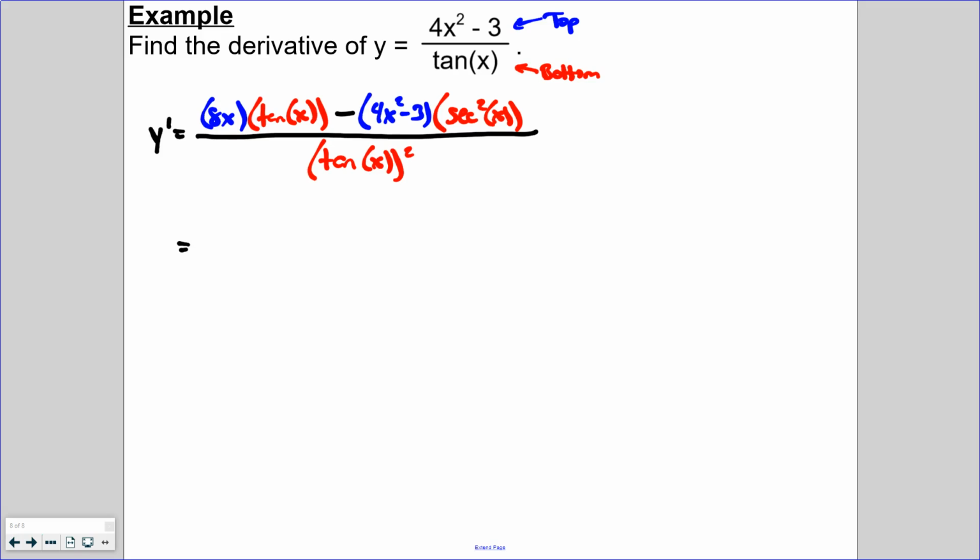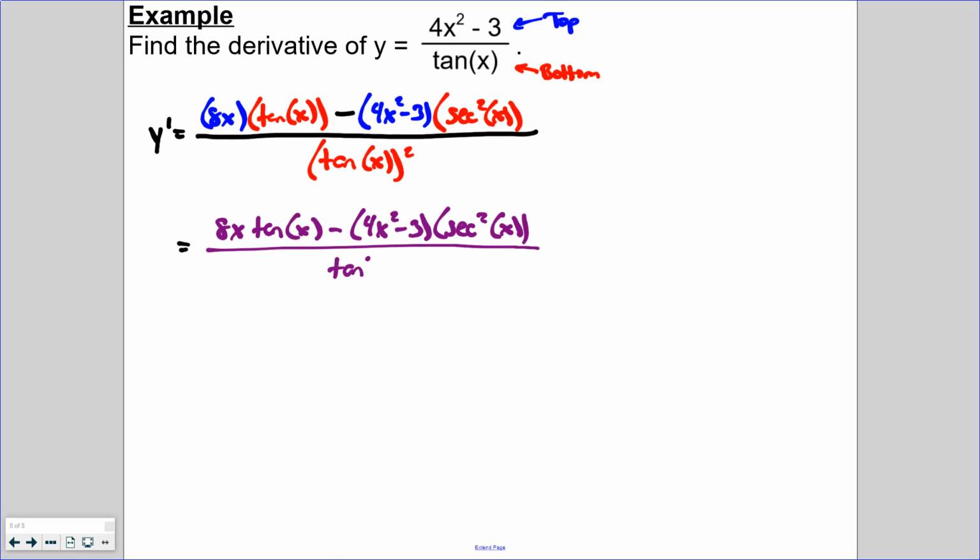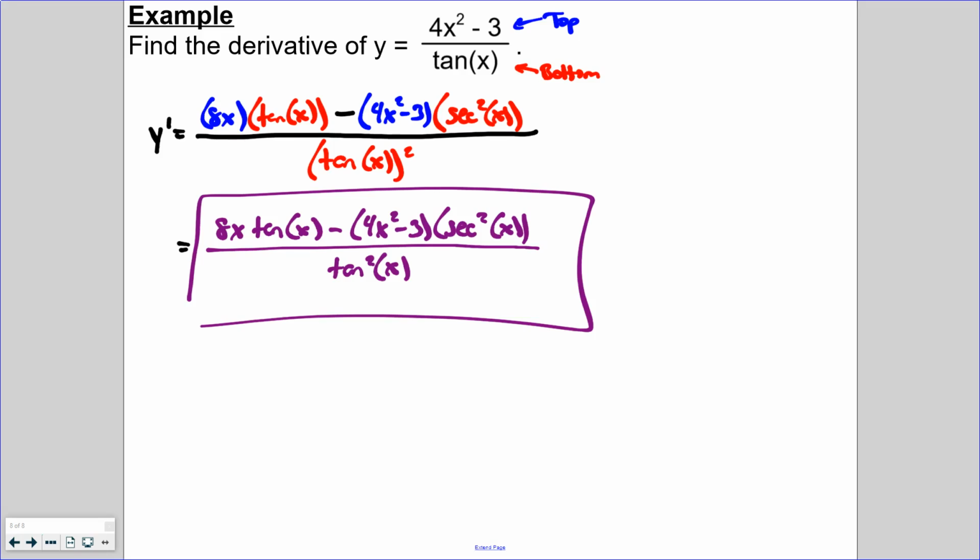All right, there's not a whole lot we can do to simplify here, but we'll see what we can do. So 8x times tangent of x is going to be 8x tangent of x minus, I'm going to leave this as 4x squared minus 3 times secant squared of x, because we could distribute the secant in, but that really doesn't make it look any nicer or neater. So we're going to leave it in factored form. And then the quantity tangent of x squared can just be rewritten as tangent squared of x. And there you have it, our derivative.